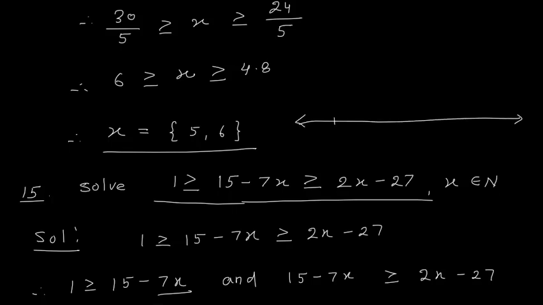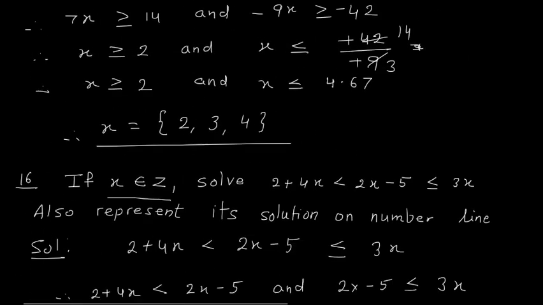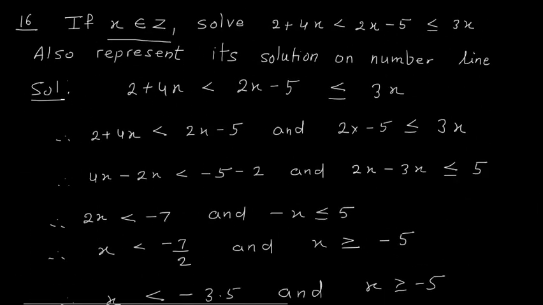Here we take 0, as there is no negative number. So 0, 1, 2, 3, 4, 5, 6. This value 5 and this value 6 we highlight. This is the solution on the graph. This is the 16th problem.